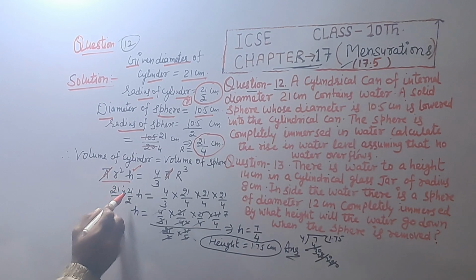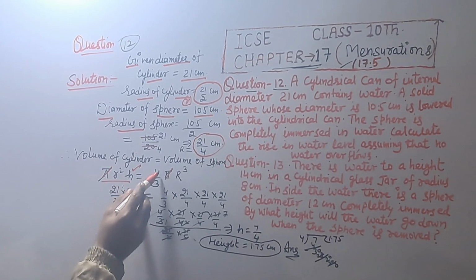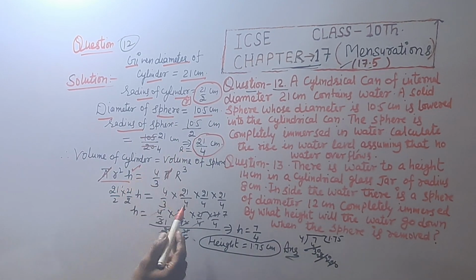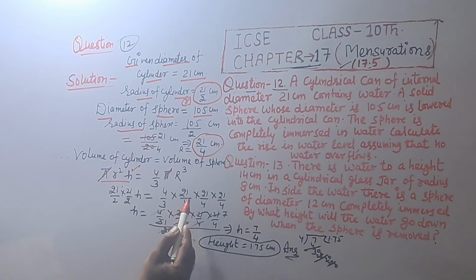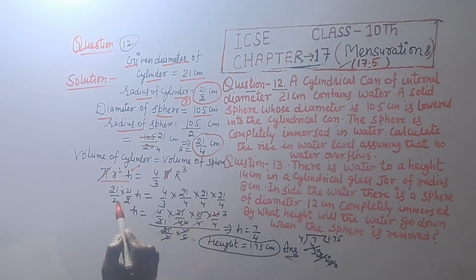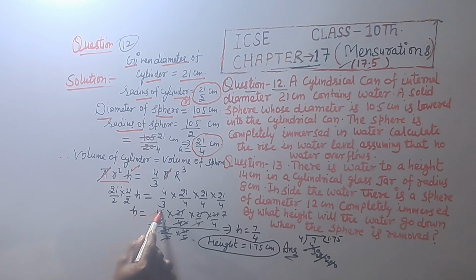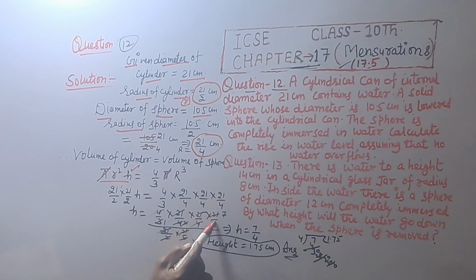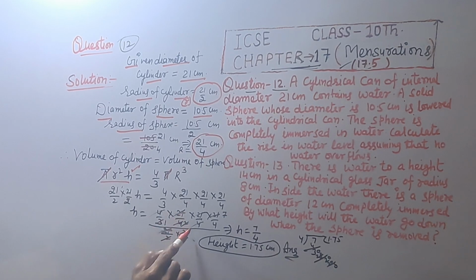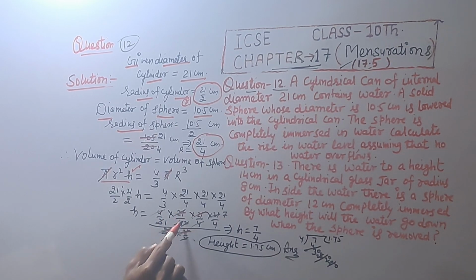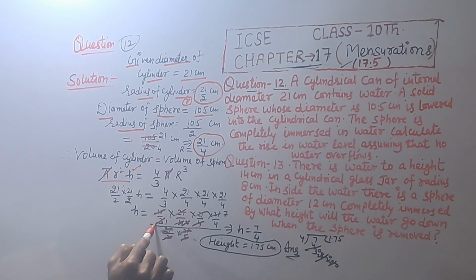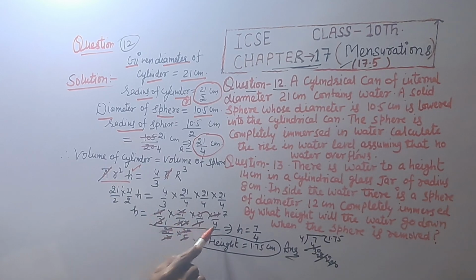Radius is small r, that is equal to 21 upon 2, and pi is cancelled. R square is 21 upon 2 into 21 upon 2 into height h equal to 4 upon 3 into capital R cube, where R is the radius of sphere 21 upon 4. So h equal to 4 upon 3 into 21 upon 4 multiplied by 21 upon 4 into 21 upon 4, divided by 21 upon 2, 21 upon 2. 21 cancel, 21 cancel, 2 2s are 4 and 2 is cancel, 4 is cancel, 3 1s are 3, 3 7s are 21 and divided by 4.